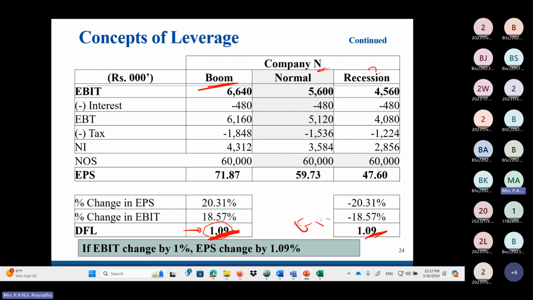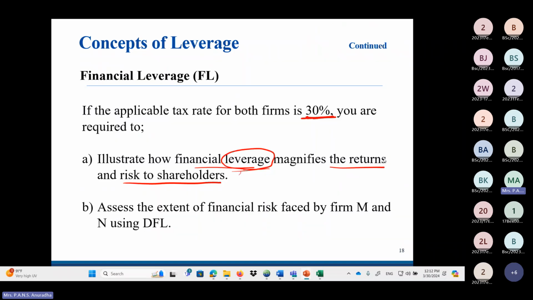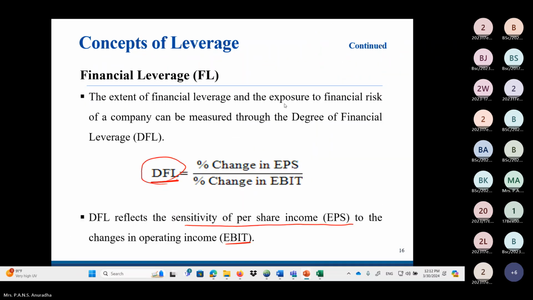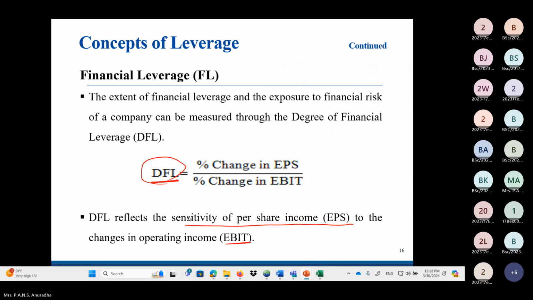So then I will go to the definition again. What is financial leverage? It refers to the use of fixed cost sources in financing, right? That is the financial leverage. Higher financial leverage would result in larger fixed outflow of funds from the operating income, leading towards higher financial risk. Right?